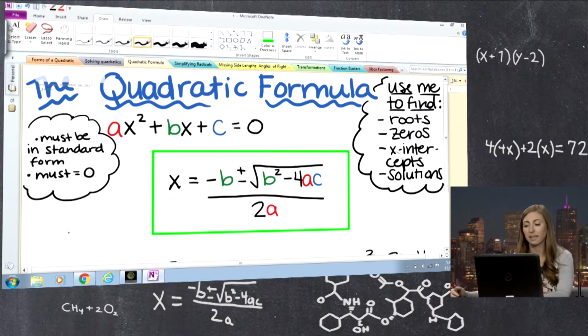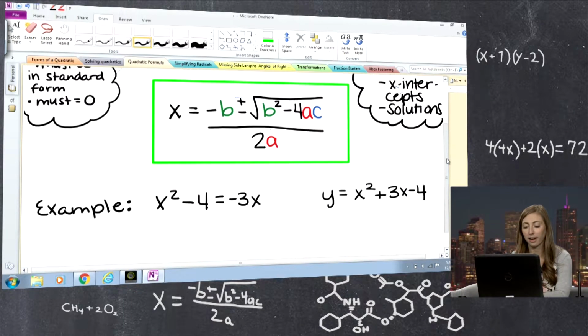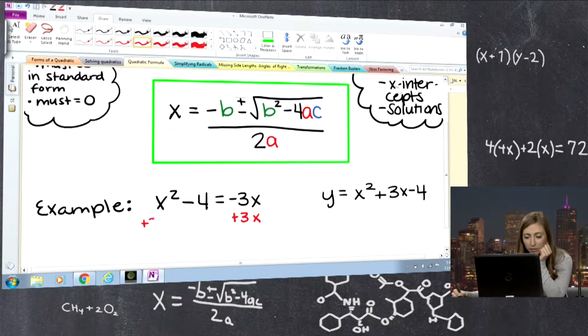So let's look at an example here of how this has actually worked or applied. We'll go back to that equation that I showed you to begin with. X squared minus 4 equals negative 3x. And as I mentioned before, the equation must be in standard form and also equal to 0. It is not. And so what we can do is a little bit of algebraic manipulation to get it there. So we're going to add 3x to both sides of our equation.